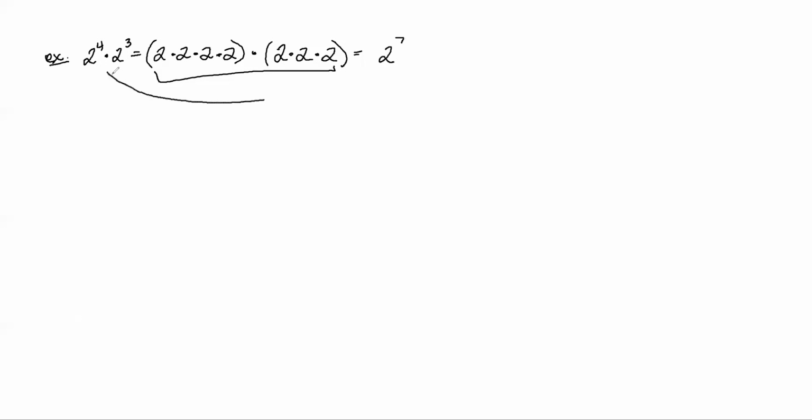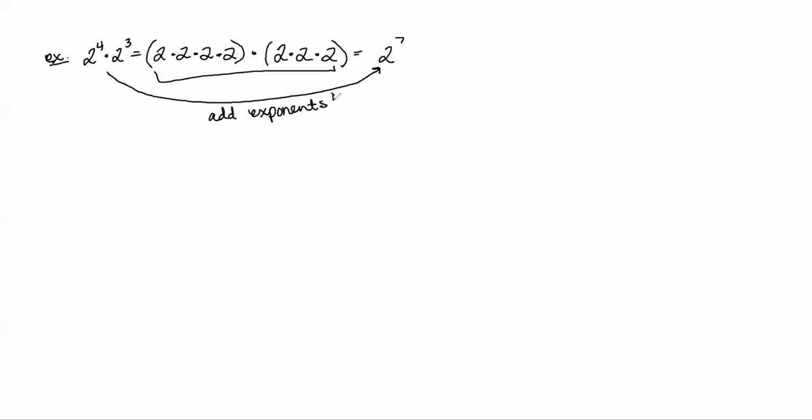So 2 to the 4th is 2 times 2 times 2 times 2, times 2 cubed, which is 2 times 2 times 2. If we look at how many 2's we have here, we're multiplying 2 by itself 7 times altogether. So another way of thinking about this is 2 to the 7th. If you look at what we started with and what we ended up with, what do we have to do with our exponents to get from the starting expression to the ending expression? Well, we have to add our exponents.